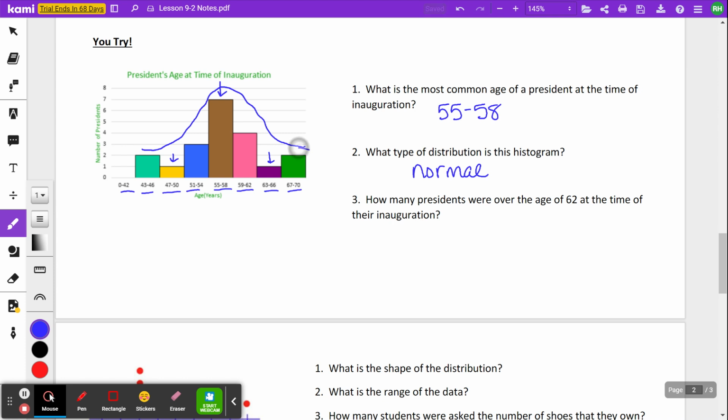Then how many presidents were over the age of 62 at the time of their inauguration? Over 62 would be both of these at the end. This one is 1 and this one is 2. So that means 3 were over the age of 62.